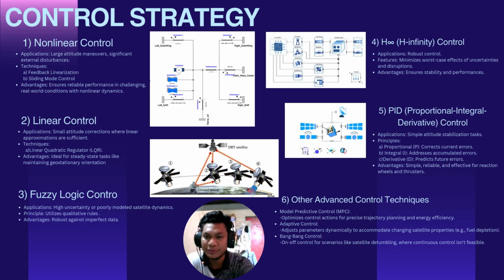So I will present to you about the control strategy for the satellite attitude control system. So there are 6 control strategies in the ACS, the satellite attitude control systems. So first and foremost is nonlinear control. The application for nonlinear control is large altitude maneuvers and significant external disturbance. The technique applied for this nonlinear control is feedback linearization and sliding mode control.